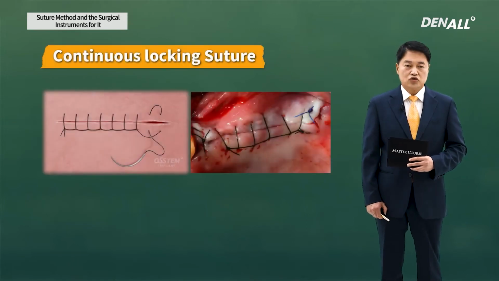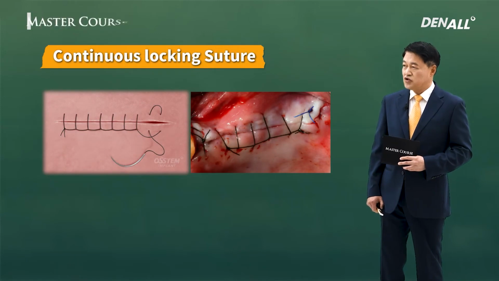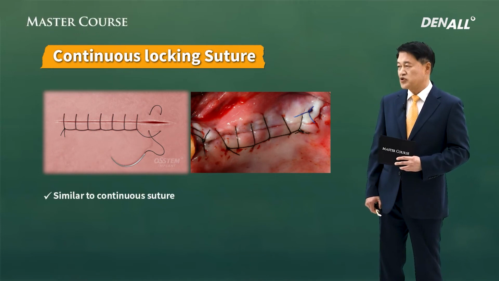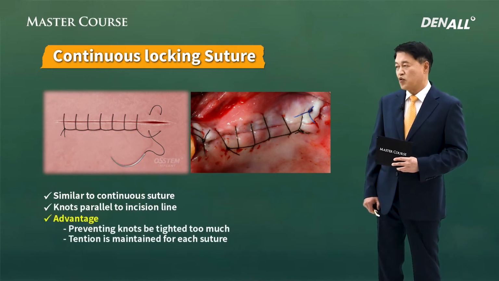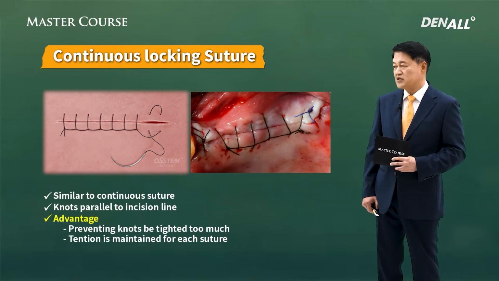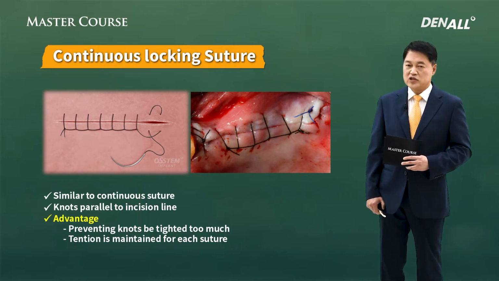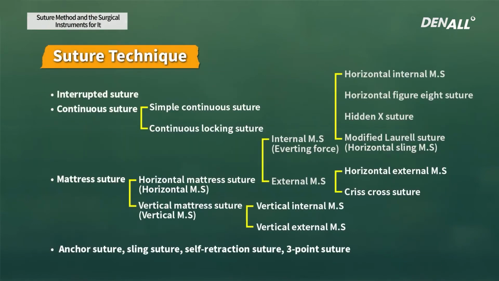Next, we have continuous locking suture. Compared to simple continuous suture, you have a lock in the middle, so it doesn't give too much tension on the knot, and in the suture site, an adequate level of tension can be maintained. For more detailed technique, I will talk through the offline lectures or in the advanced course.